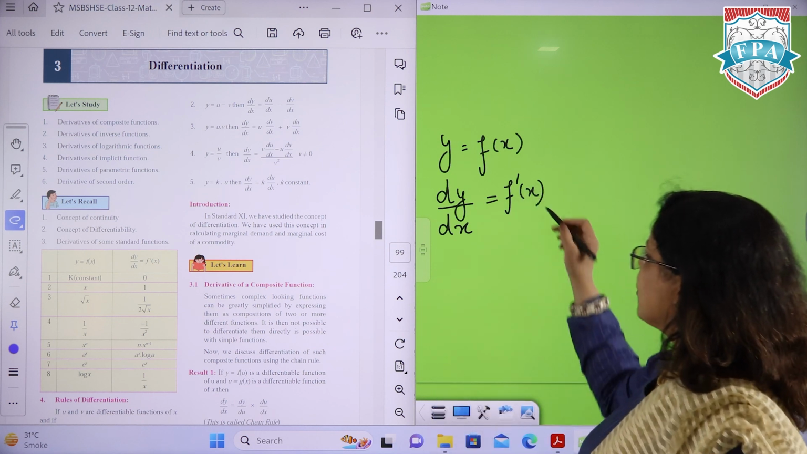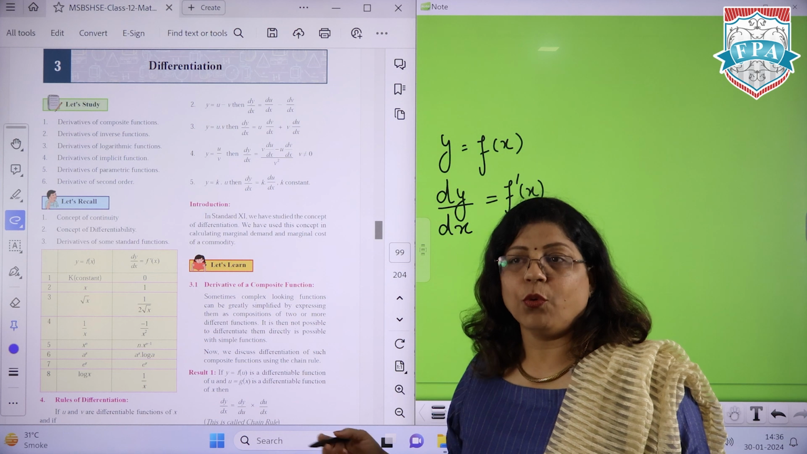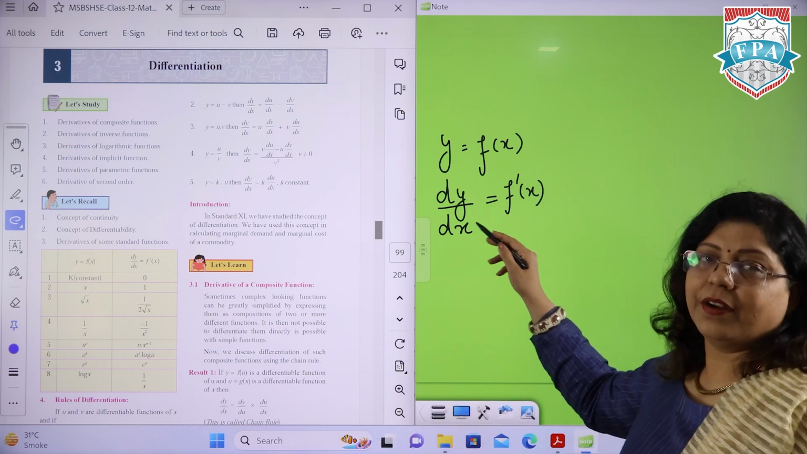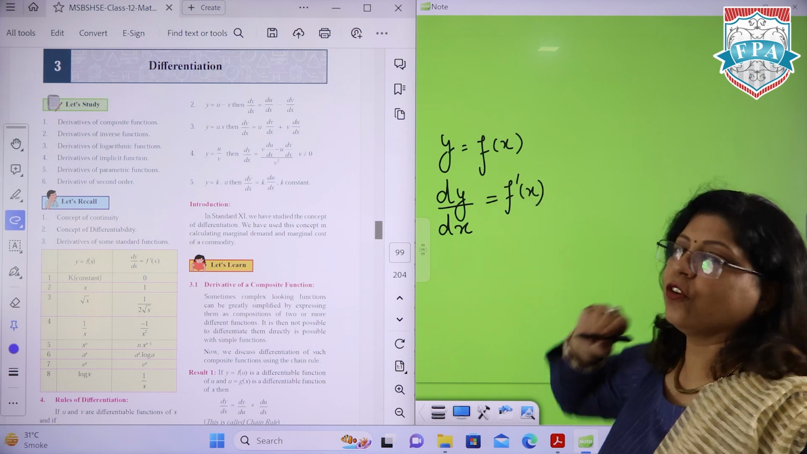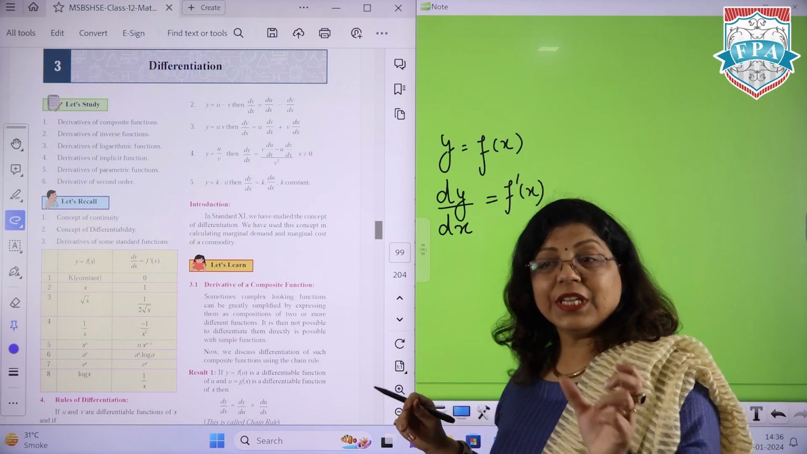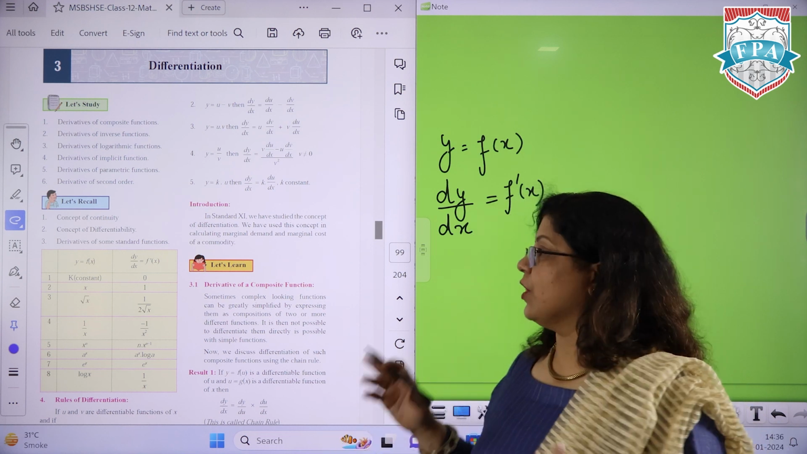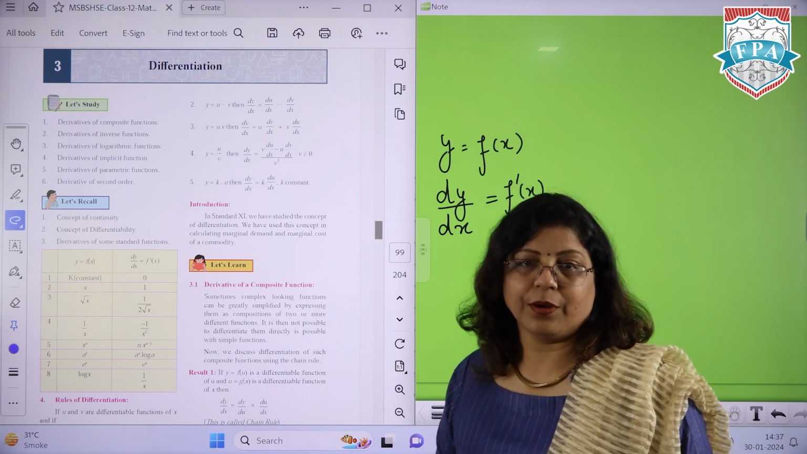So when there's a very small change in x, like let's say limit x tends to 0, then the corresponding change in y is your dy by dx. Or we can say differentiation of y with respect to x. Now these terms again are going to be important, whether it's with respect to x, with respect to u, with respect to v. We have to see the question and decide on it.